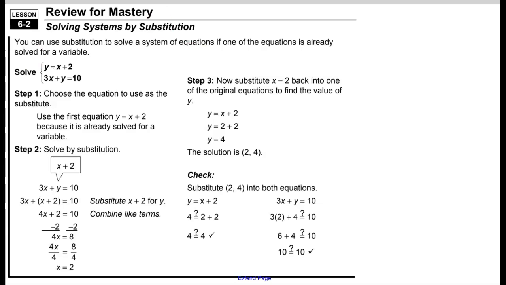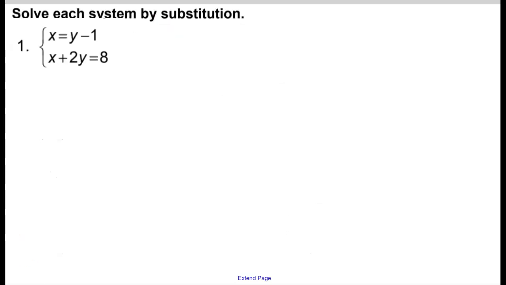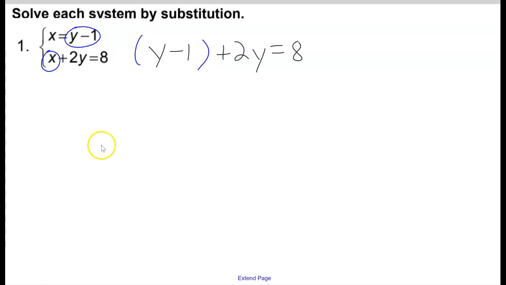Alright, let's take a look at a few examples. Here it says solve each system of equations by substitution. I'm going to take this y minus 1 and substitute it in for x. This is where the x goes, and I'm going to replace it with y minus 1. Now this whole equation is filled with y and no other variables, so now I just have to solve for it.